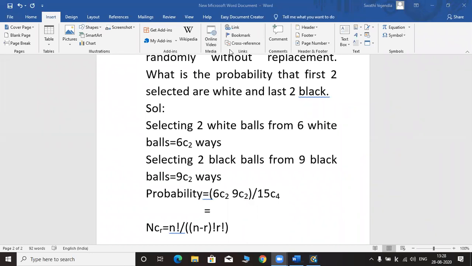440 Harshita. Harshita, unmute yourself. Yes, ma'am. What is the answer? 0.395. Yes, 0.395.